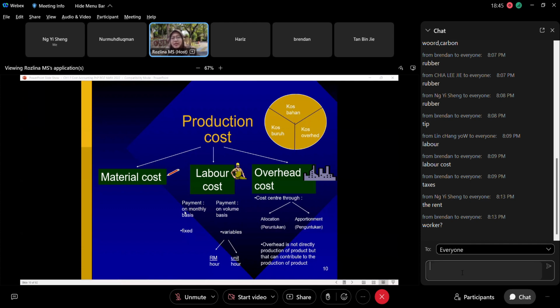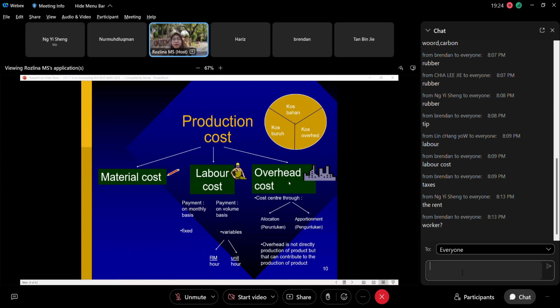Monthly payment. Okay. Who else will receive the monthly payment? Administrative, right? The administrative clerk, clerk. Clerk, cleaner, we receive the monthly payment. So this is labor cost. But we also have the payment based on the volume basis. It is maybe based on ringgit per hour, based on hour, or based on unit. Unit per hour, or also RM per unit. Okay, so this is the labor cost. This is more for operators.